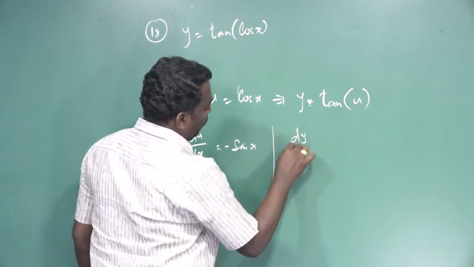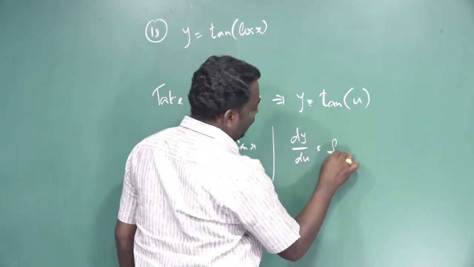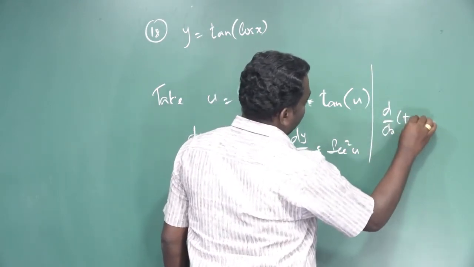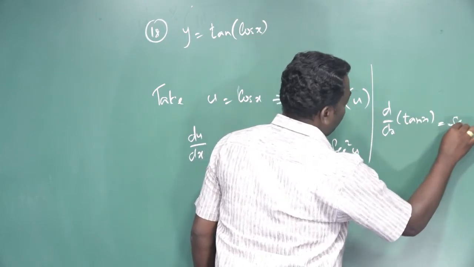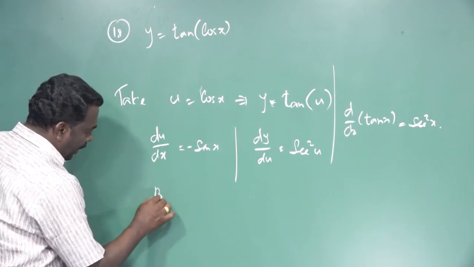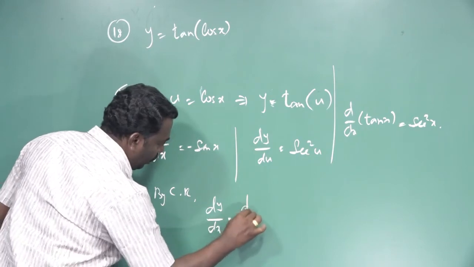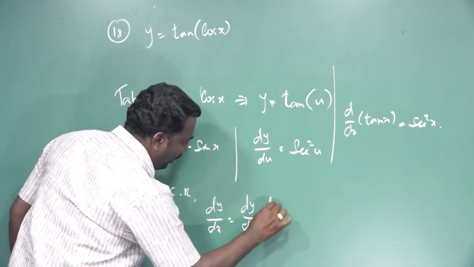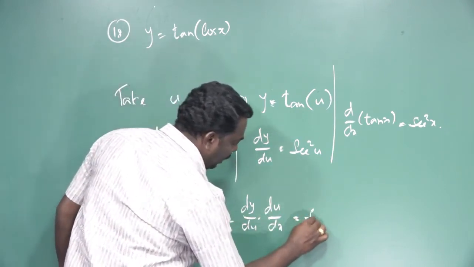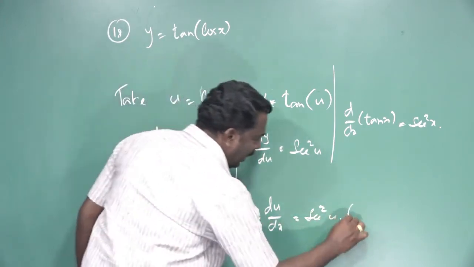Then differentiate y with respect to u, that is equal to the differentiation of tan, which becomes secant square u. You know d by dx of tan x is equal to secant square x. Now, applying the chain rule, dy by dx is equal to dy by du into du by dx. That is dy by du, which is equal to what? Secant square u, into du by dx, which equals minus sin x.